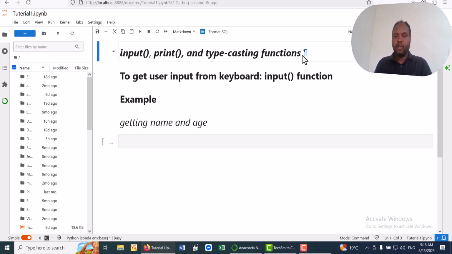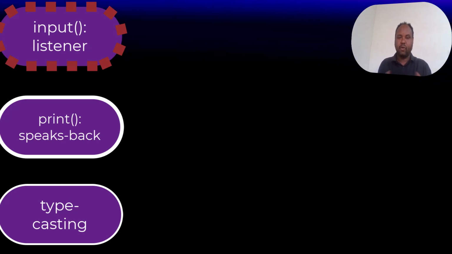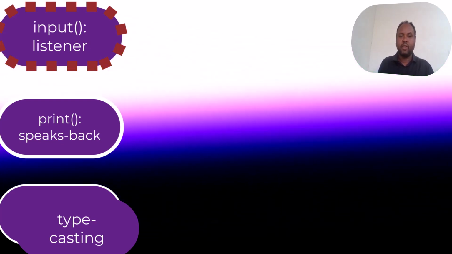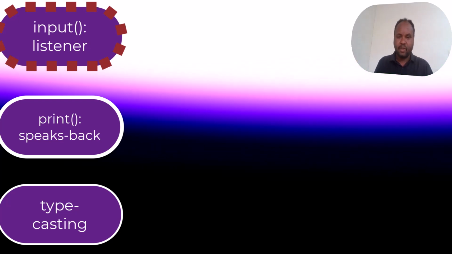But bearing these three functions in mind, it is important to note that these input, print, and typecasting functions are indeed complementary in programming, meaning they work together to handle user interaction and data manipulation. In short, they are not mutually exclusive, rather they go together. But to make things smooth, we will see step by step: from inputting, then printing, then typecasting.